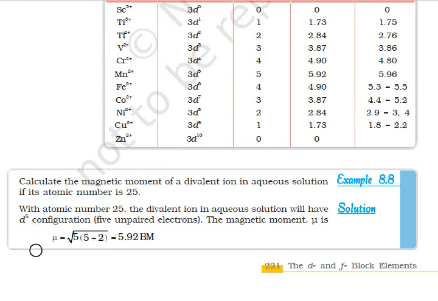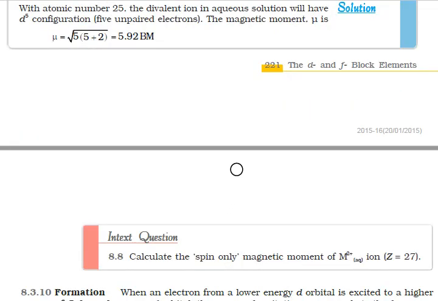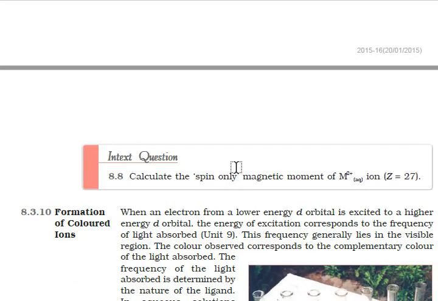So the value for n here is 5. So the formula becomes mu equals under root 5 times (5 plus 2). So the value for the magnetic moment becomes 5.92 Bohr magneton. If the same is asked for atomic number 27, then try to calculate it here. Here the outermost valence electrons will be 7.